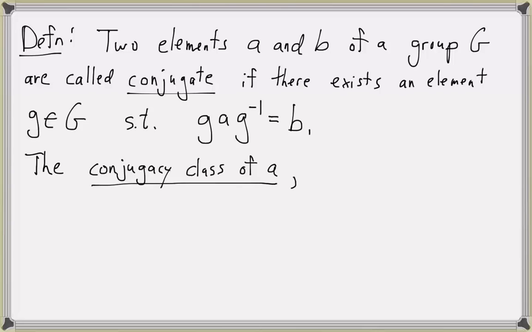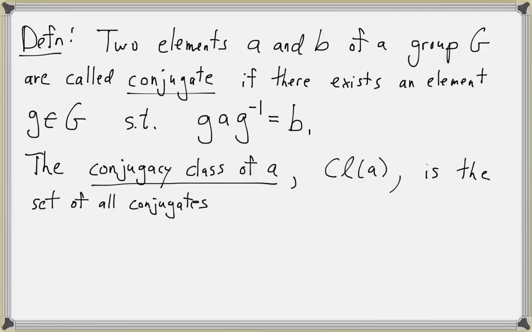We're going to denote this by CL of A. So this represents the conjugacy class of A, and this is the set of all conjugates of A. Okay, so the conjugacy class of A is the set of all elements of the form G A G inverse, where G is any element of the group G.